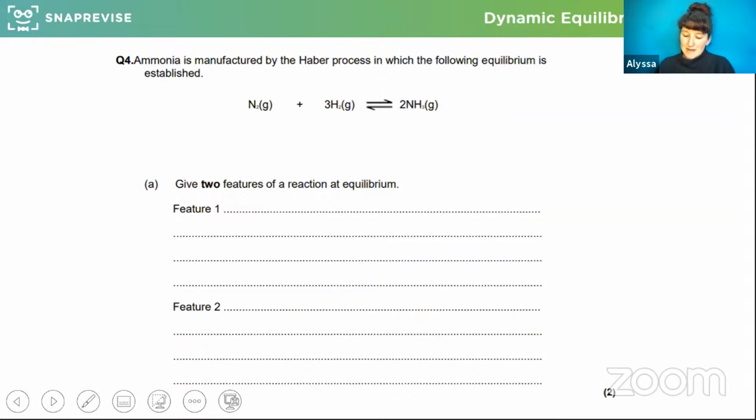Okay, let's have a go at an exam question then. This is a nice, fairly simple exam question, or fairly common exam question, maybe I should say. Ammonia is manufactured by the Haber process, in which the following equilibrium is established. Give 2 features of a reaction at equilibrium. 2 marks, 1 for each of them. What are they expecting from us here? What are they expecting us to say? Give 2 features of a reaction at equilibrium. How do we know? What are we looking for when a reaction is at equilibrium? What can we say?